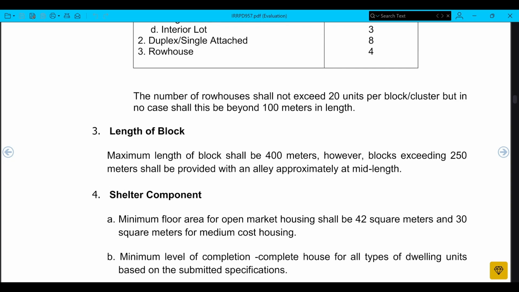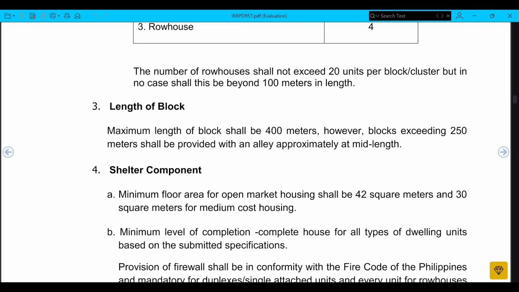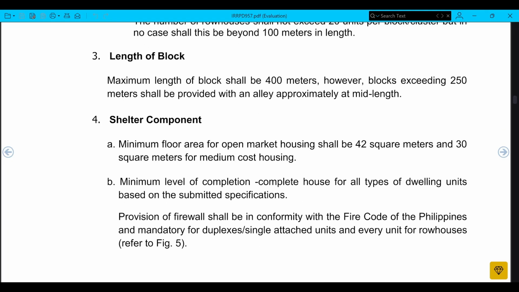3. Length of block. Maximum length of block shall be 400 meters. However, blocks exceeding 200 meters shall be provided with an alley approximately at mid-length. 4. Shelter component. A. Minimum floor area for open market housing shall be 42 square meters and 30 square meters for medium cost housing.